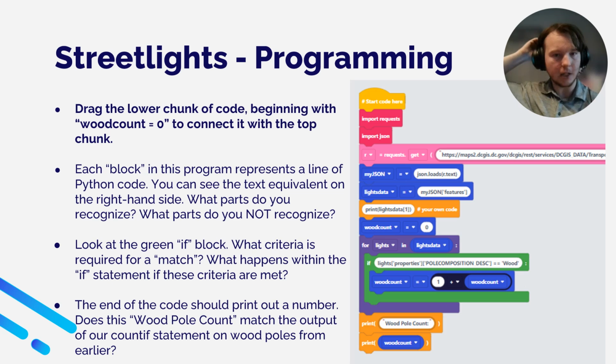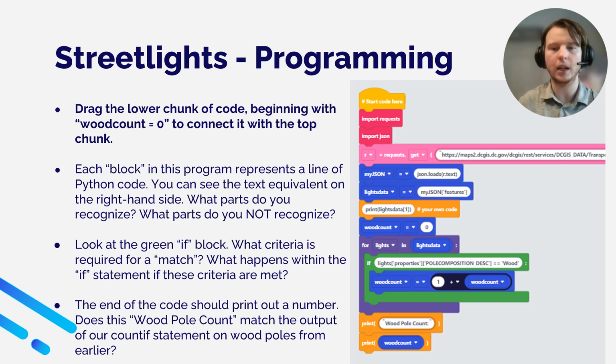Next, we're going to have them connect a lower chunk of code. This starts with wood count equals 0 if students are looking for it in the program. And we're going to connect that to the top, and then we'll rerun it. So each block in the code represents a line of Python code. You can see the text equivalent on the right side. Students might recognize some of these parts. They might not recognize other parts. Really depends how much programming background they have.